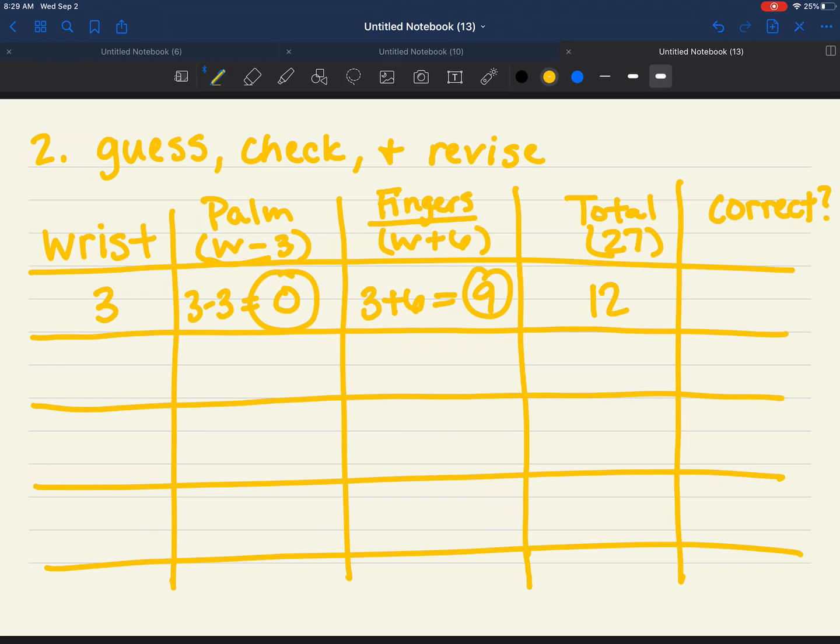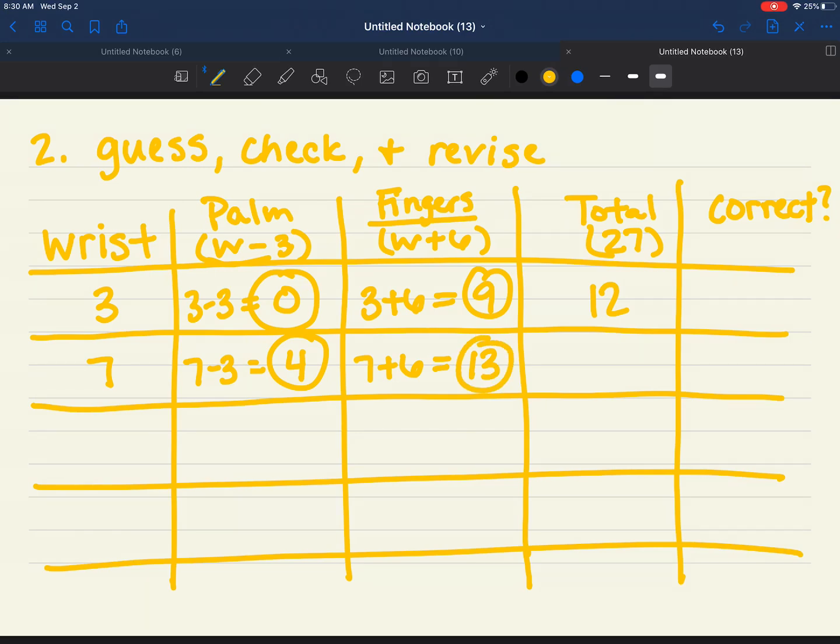My next number should be at least what? Double. At least double, probably a little bit more. So somebody else tell me what number you want to try next. 7. Okay, let's try 7. Okay, so Ethan, if I'm using 7, how would I figure out how many are in the palm? 7 minus 3, which is what? 4. How would I figure out how many are in the fingers? What's 7 plus 6?